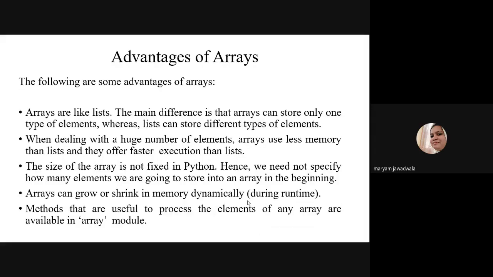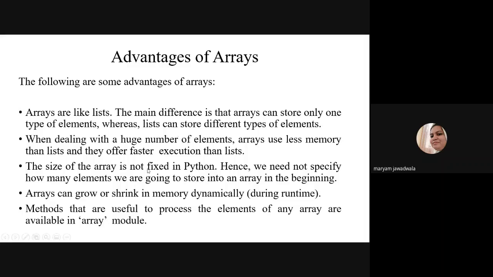Now we'll discuss the advantages of using array in Python. The first advantage is arrays are like lists. The main difference is that arrays can store only one type of element, whereas the list can store different types of elements. This is the only difference between array and list. Next one, when dealing with a huge number of elements, arrays use less memory than lists, and they offer faster execution than the list. The execution of array takes less time than the list.